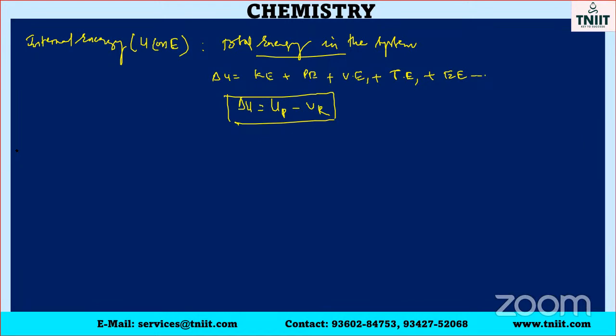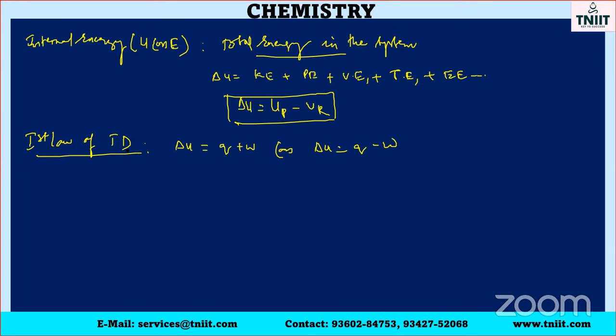Now you should remember the first law of thermodynamics. The first law of thermodynamics states that energy can be neither created nor destroyed. It is also called the law of conservation of energy. The mathematical representation of the first law of thermodynamics is delta U is equal to Q plus W, or delta U is equal to Q minus W.